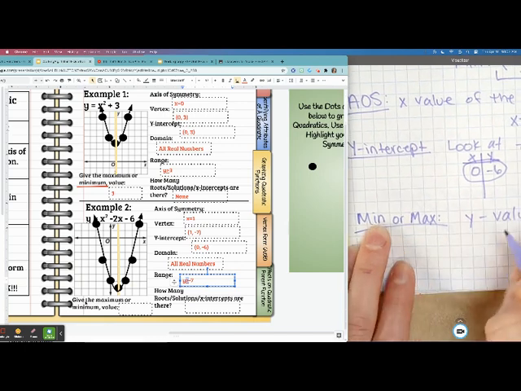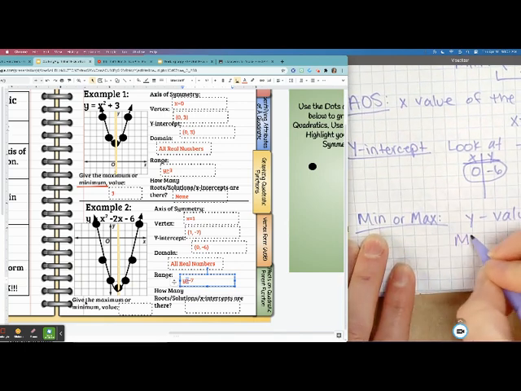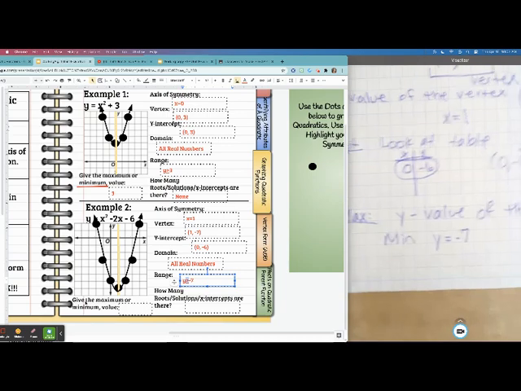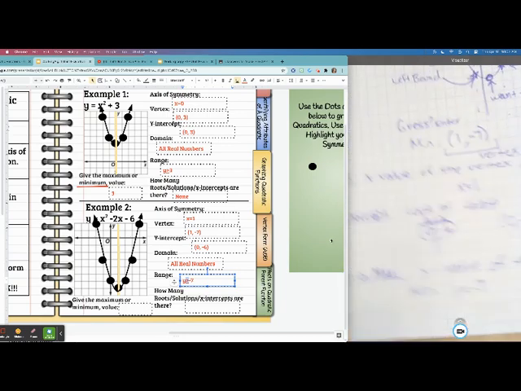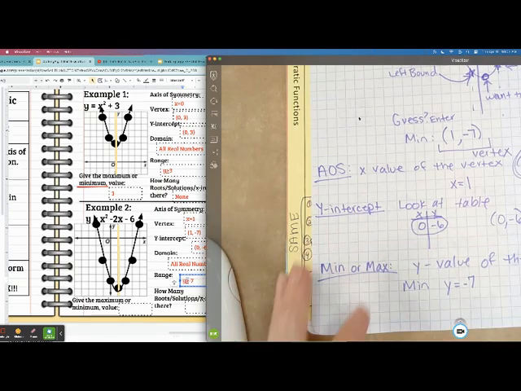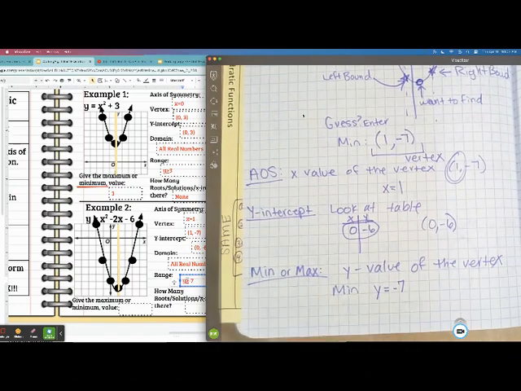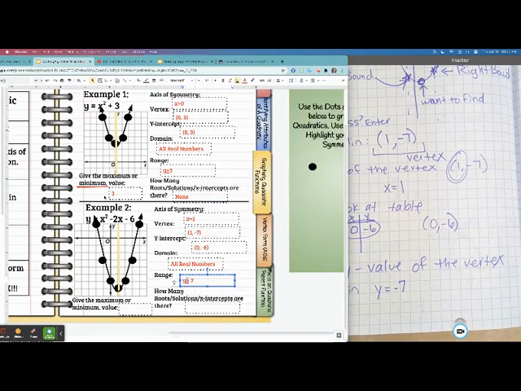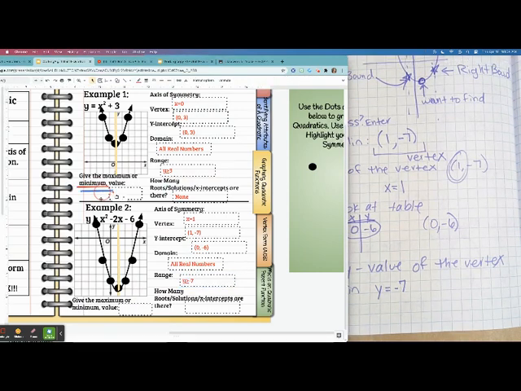So we would say the minimum in this case is when y equals -7. Let me zoom out. So I'm going to underline, I'll use the same underline. And I know that's a minimum, and the value is -7. We can put y equals -7, or we can just put -7.